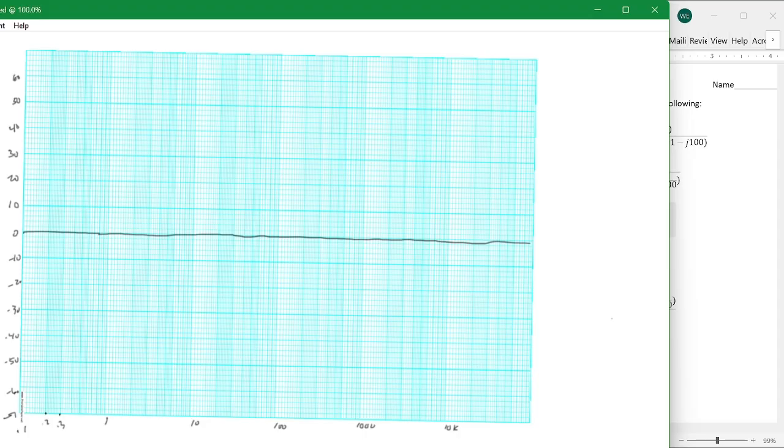Okay? You say, what is a logarithm? Say this about 10,000 times and you'll get it. A logarithm is an exponent.